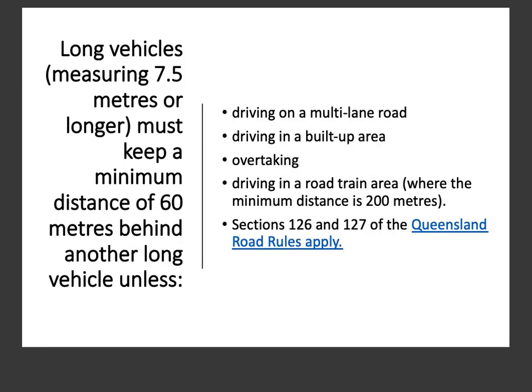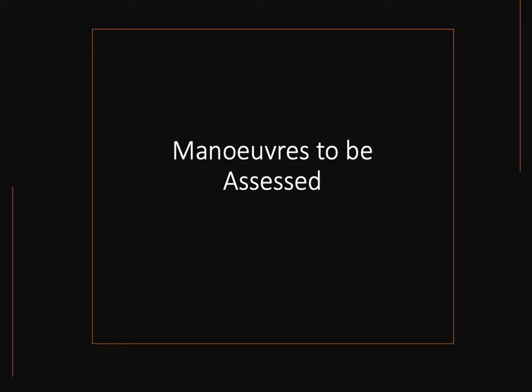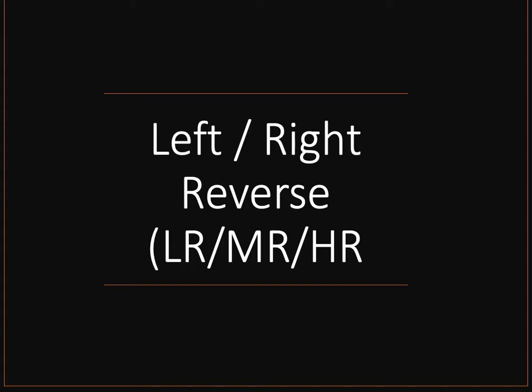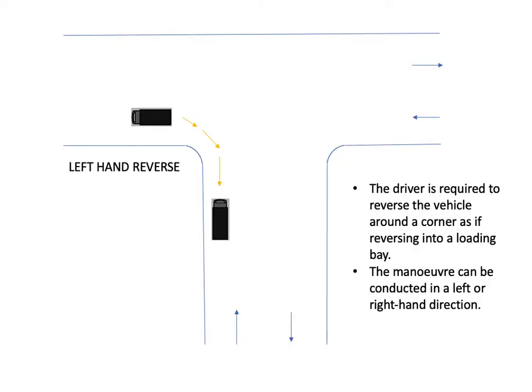Long vehicles measuring 7.5 meters or longer must keep a minimum distance of 60 meters behind another long vehicle unless driving on a multi-lane road, driving in a built-up area, overtaking, or driving in a road train area where the minimum distance is 200 meters. Maneuvers to be assessed: left/right reverse for LR, MR, and HR.